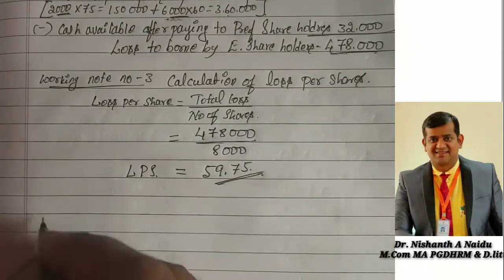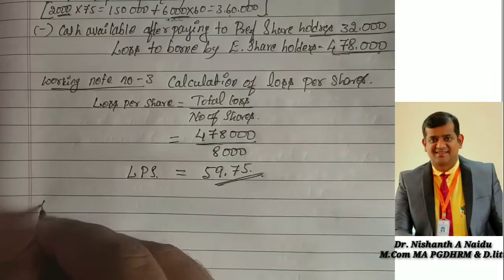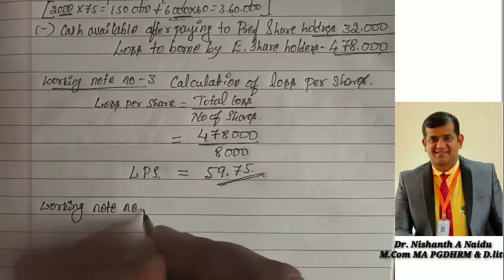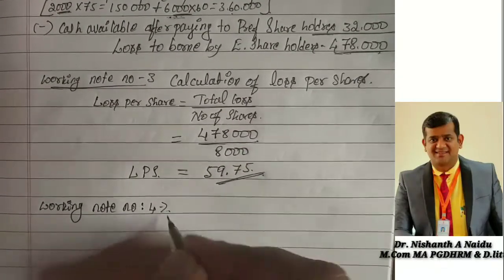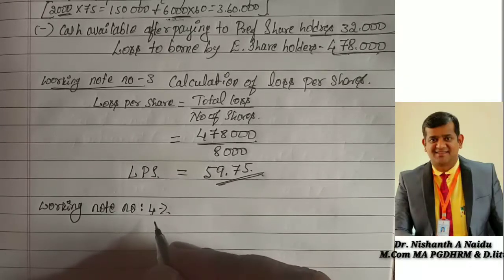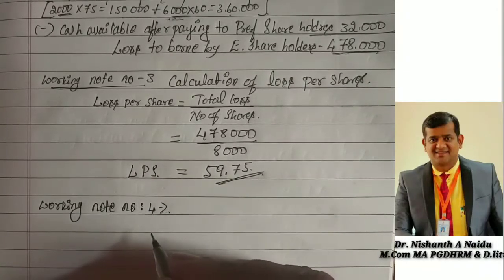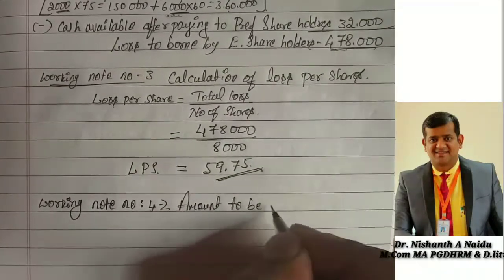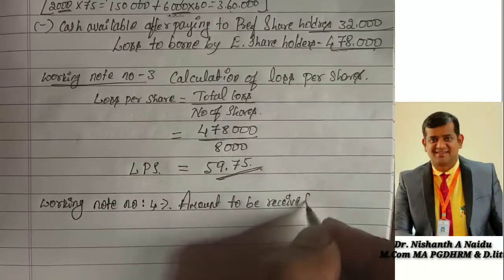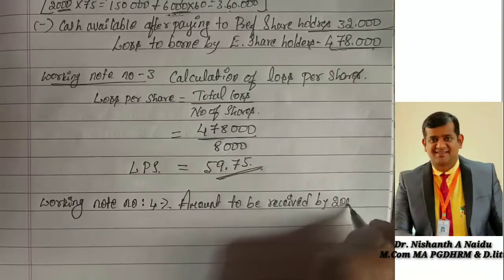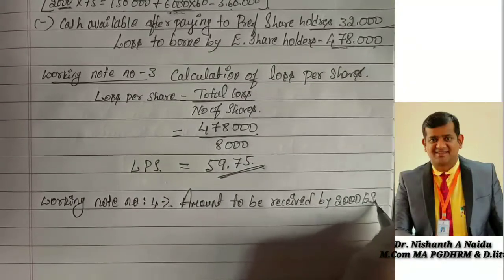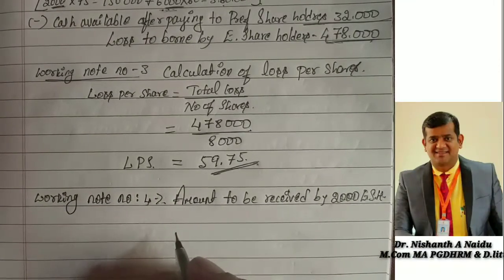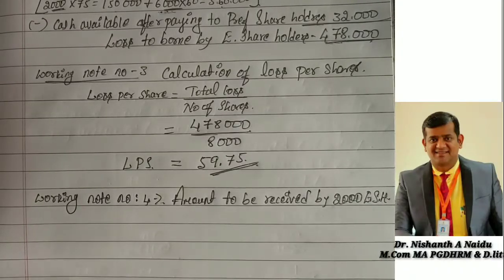Now I am doing working note number 4. What are we calculating? The amount to be received by 2,000 equity shareholders. Now those 2,000 equity shareholders paid how much?